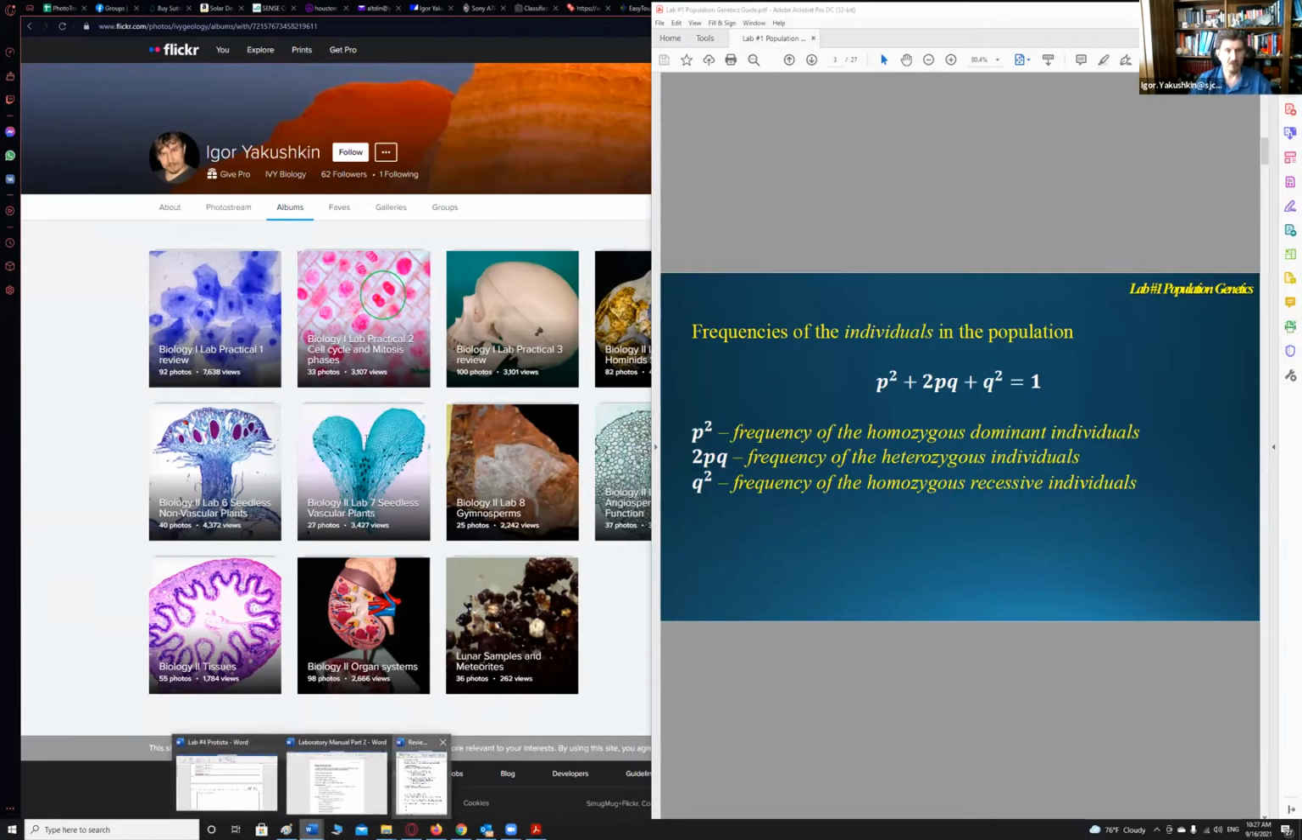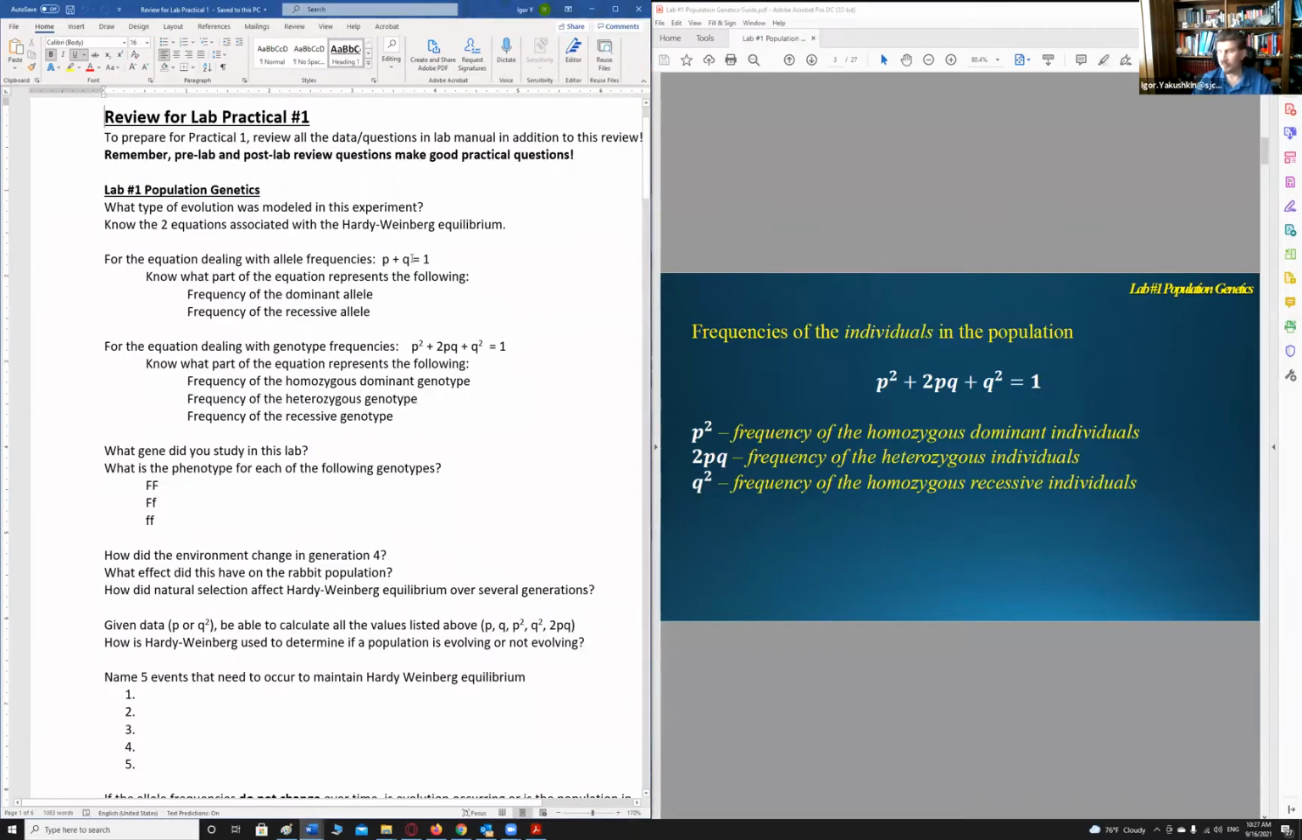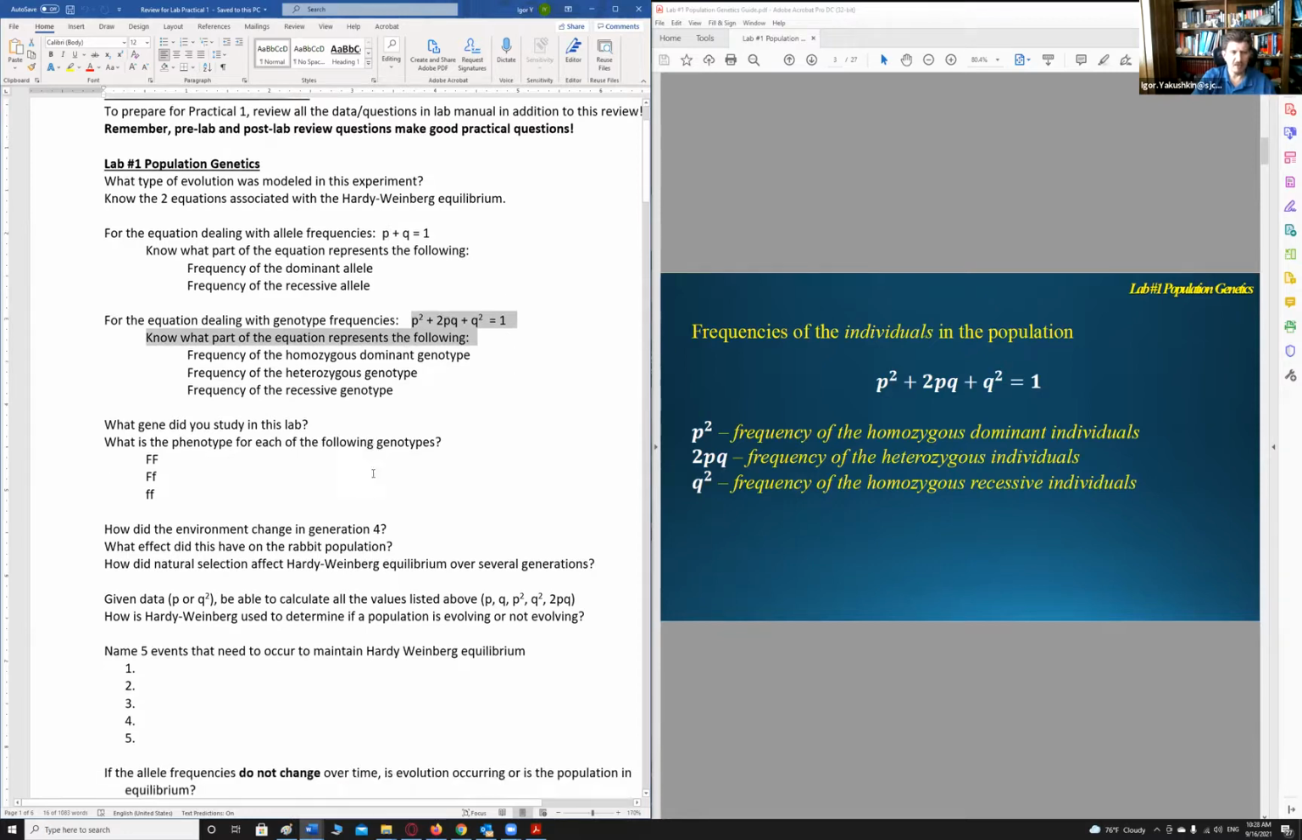Let's see, review. So again, in the equation P plus Q equals 1, know what the frequency is. If the question is asking, for example, in P plus Q equals 1, P represents blah, you need to say not the dominant allele. It does not represent the dominant allele. It's the frequency of the dominant allele. Same thing with Q, but it's the frequency of the recessive. Same thing with P squared, 2PQ, Q squared in that particular equation, frequency, and so on and so forth.